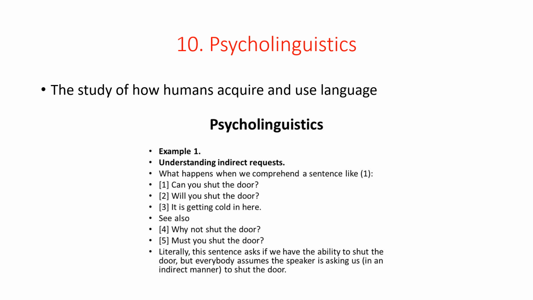2. We shut the door. 3. It is getting cold in here. 4. We not shut the door. 5. Would you shut the door? Literally, this sentence asks if we have the ability to shut the door, but everybody assumes the speaker is asking us in an indirect manner to shut the door.